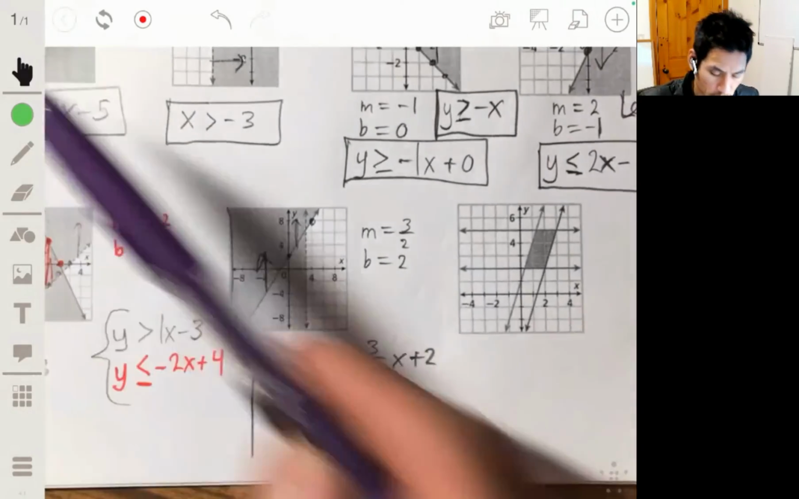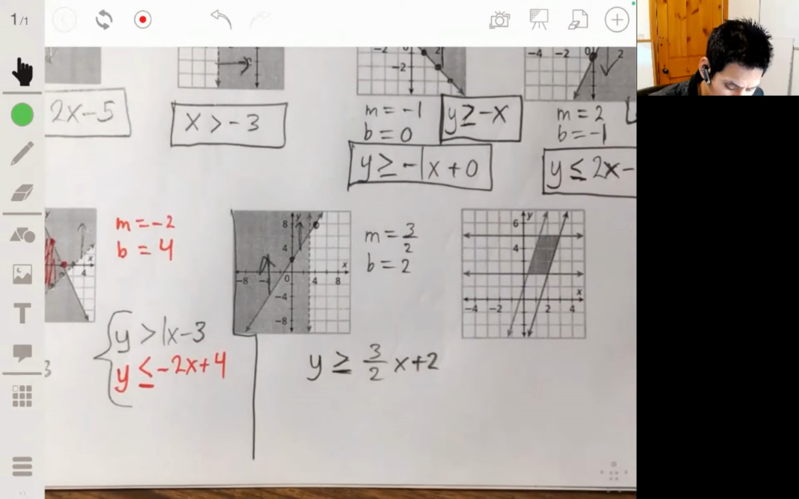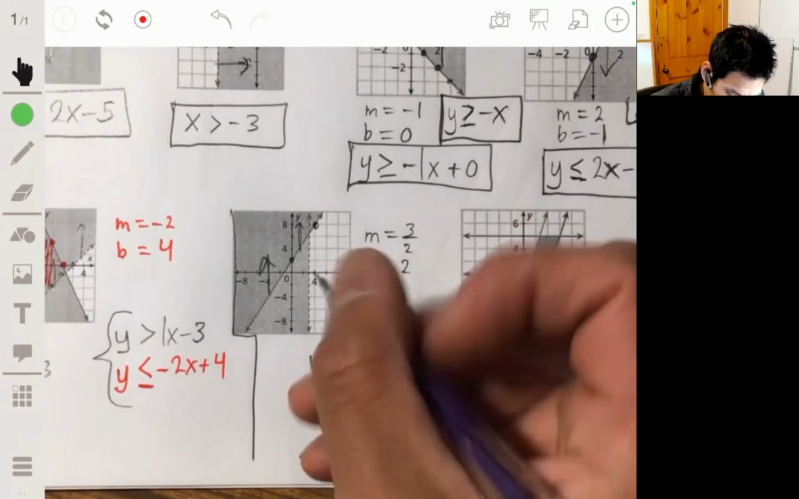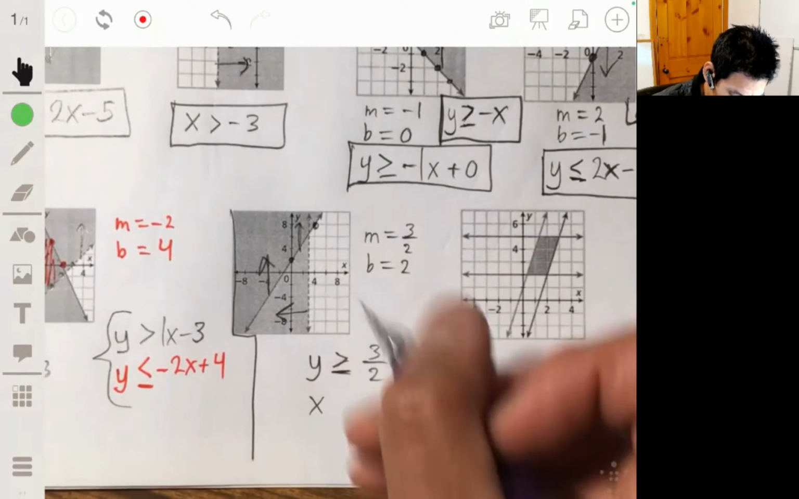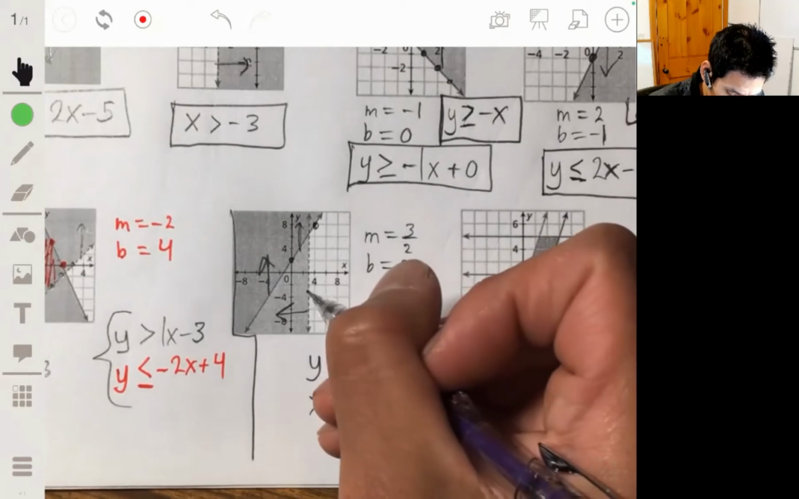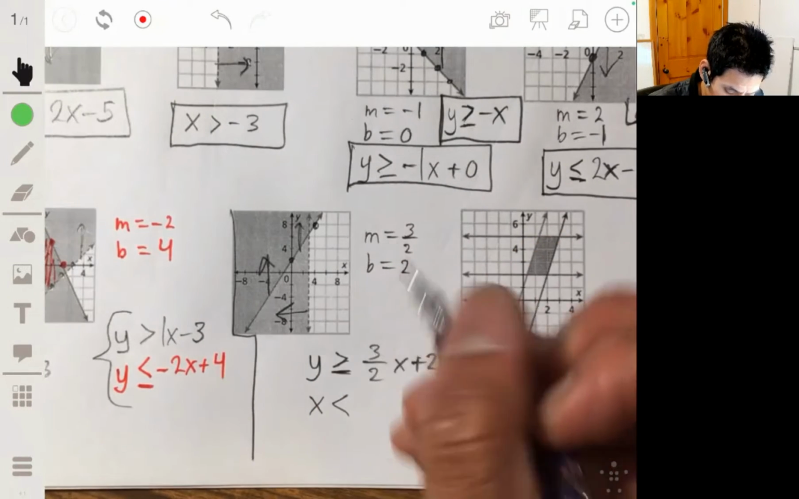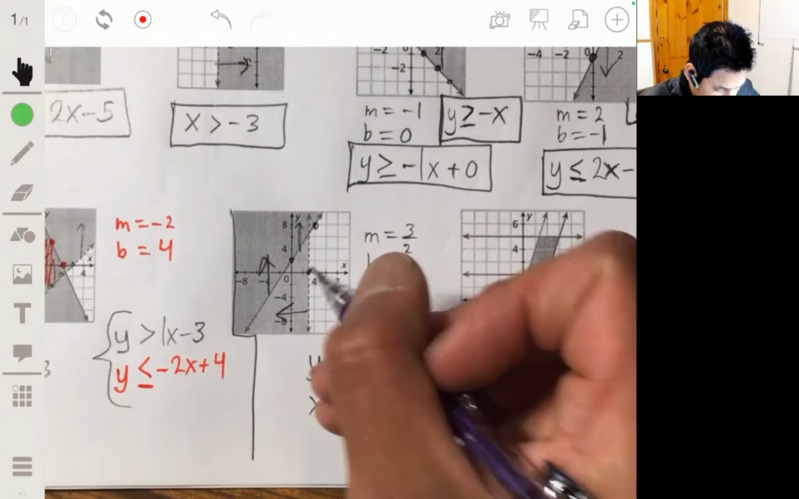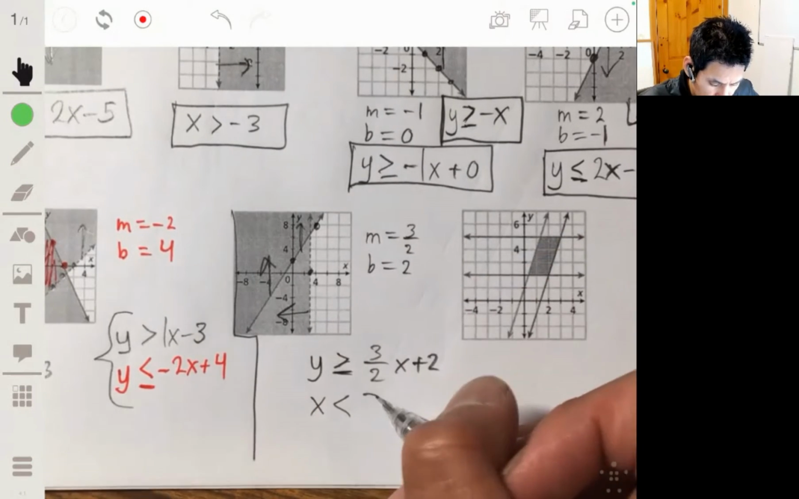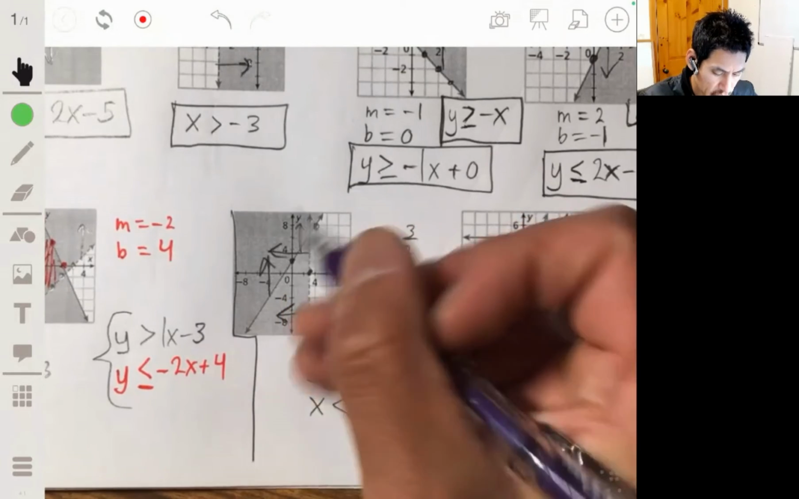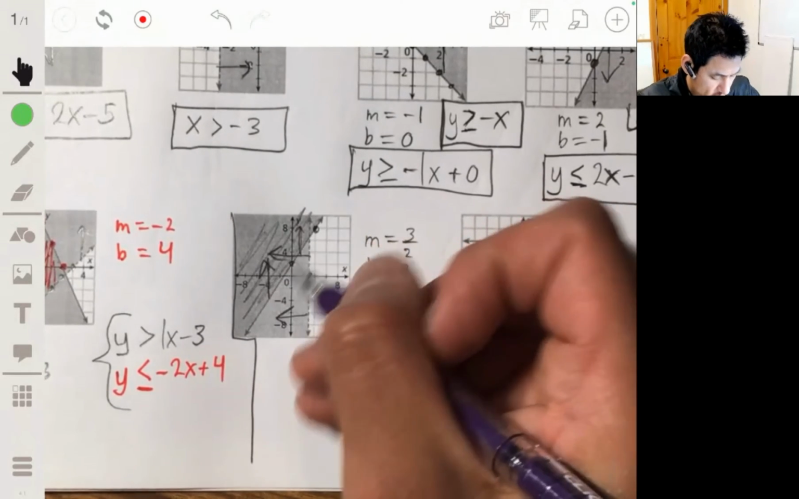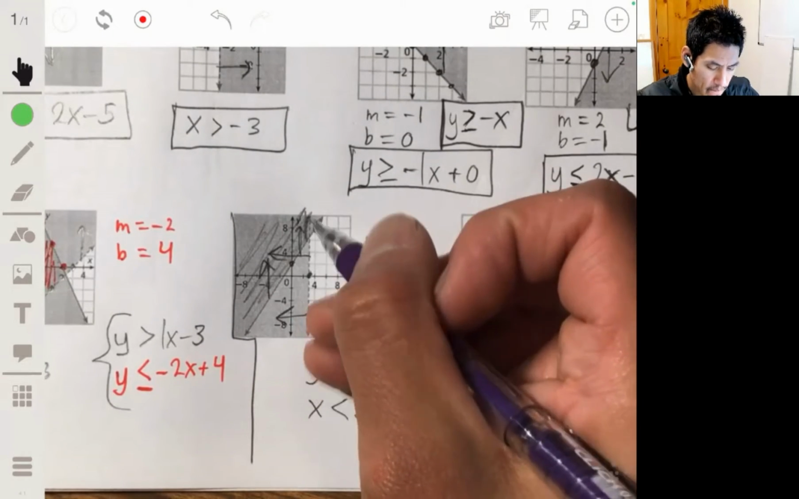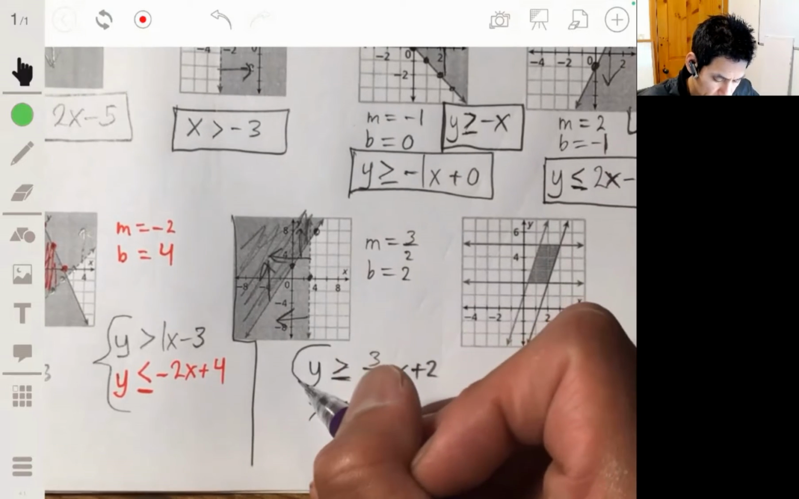And then the vertical line, remember that'll be x. In this case, it's to the left of this. So we say x is less than, and it's dashed, so we leave it as less. And whatever that value is, it's 3. So x is less than 3. We're talking about this area, top left. And that'll be our system for that.